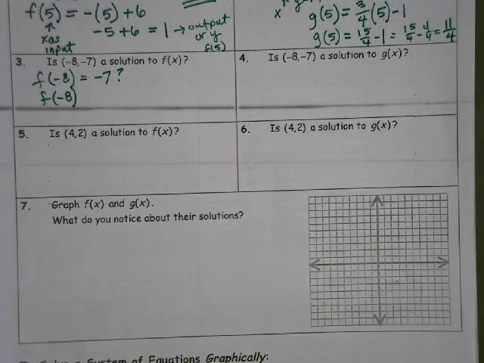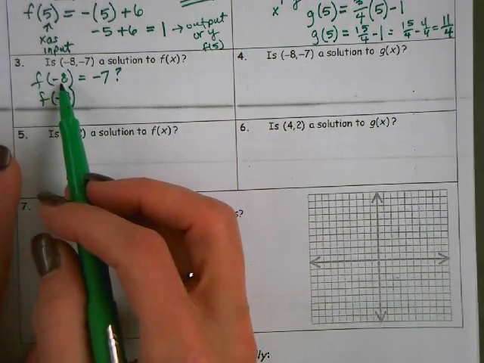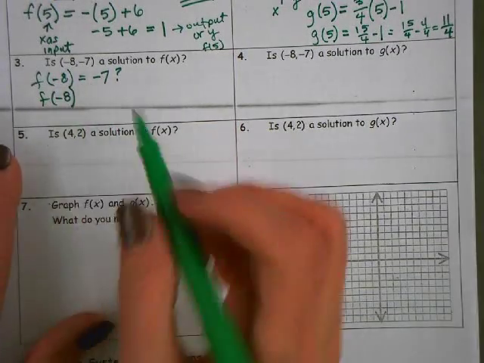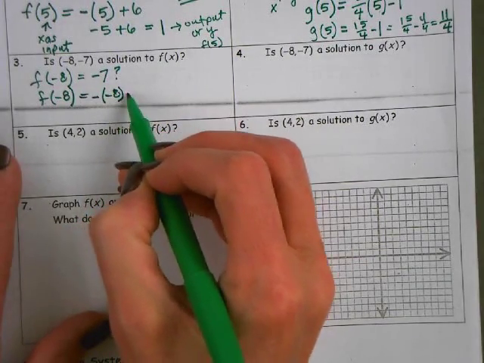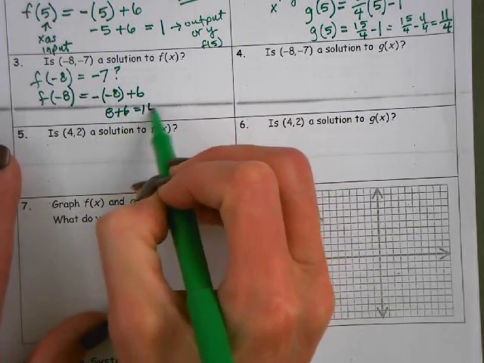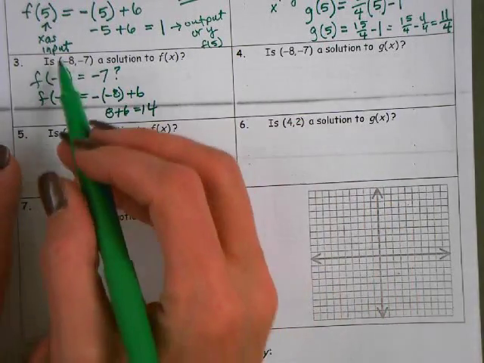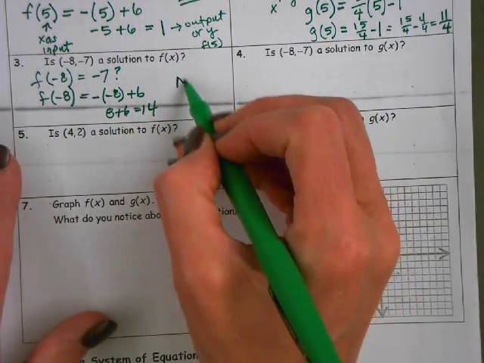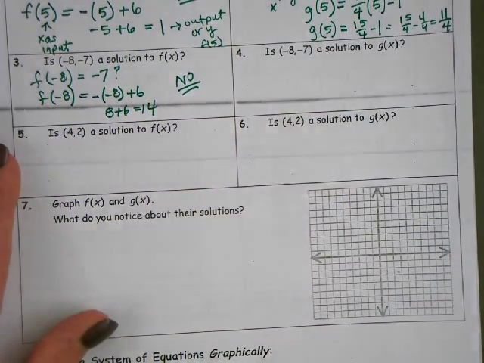Okay, so when you put in negative 8, does it equal negative 7? It does not, because if you plot it out, you have negative, and then you have negative 8 here, and then you add 6, this becomes 8 plus 6, which is 14. 14 does not equal negative 7, because that ordered pair is (negative 8, 14), so therefore the answer to this is no. It is not a solution, meaning it is not a point on this line.